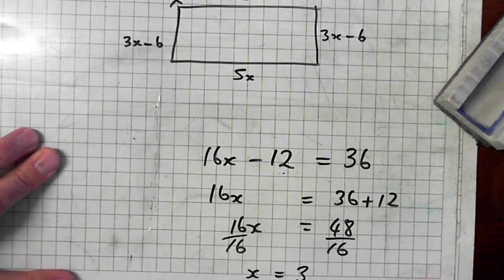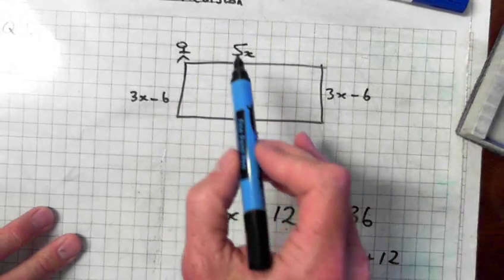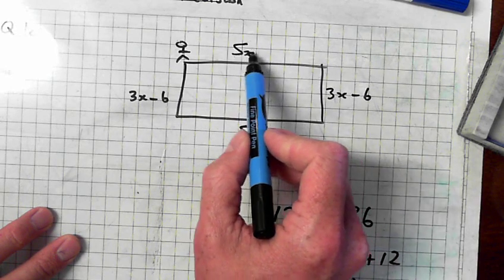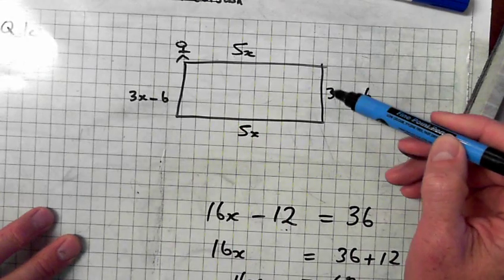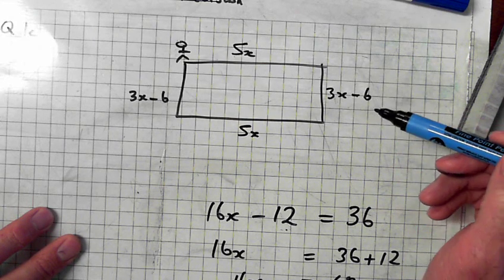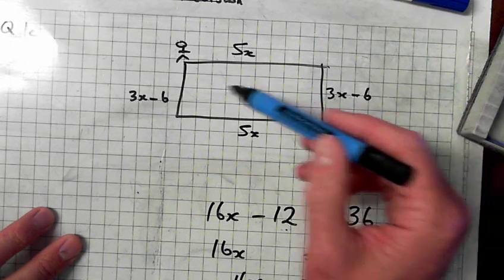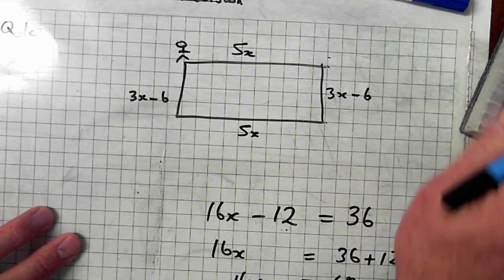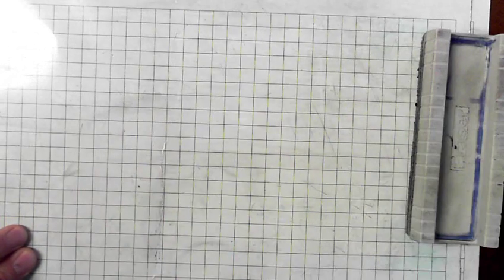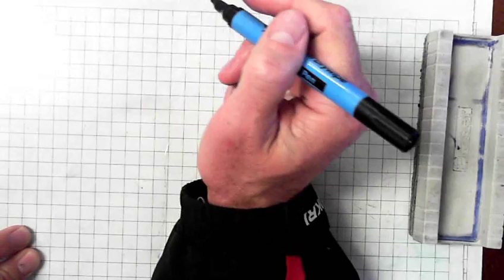Okay? So what's the length? If x is equal to 3, 5 times 3 is 15. And 3 times 3 is 9, minus 6, 3. So that's 15 and that's 3. Right, that's question 1. Okay, we'll go on to question 2 then.